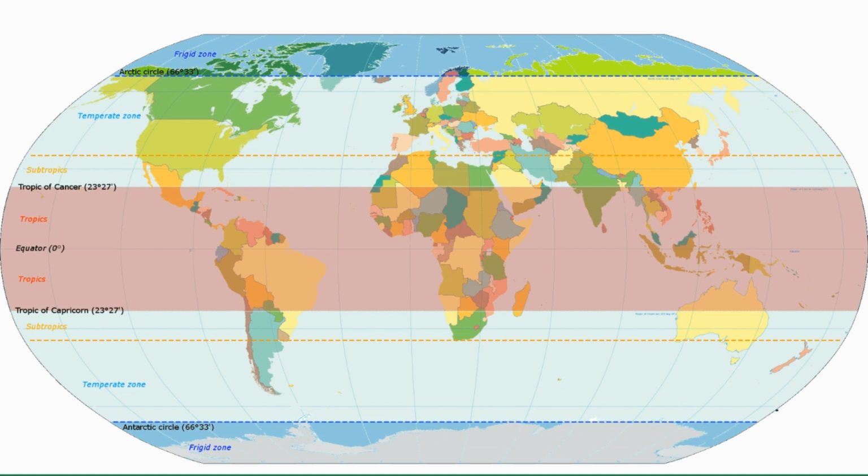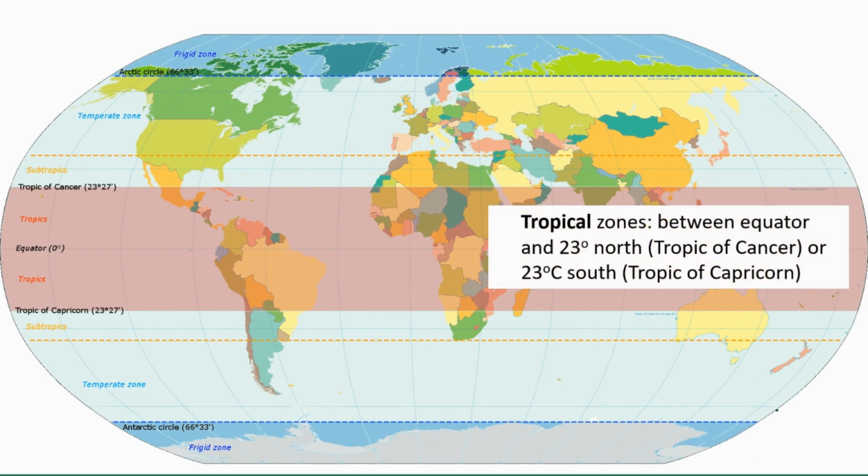And based on this temperature gradient, several different zones have been designated on Earth based on their latitude. So tropical zones are the most equatorial ones. They're located anywhere between the equator, which is defined as being 0 degrees latitude, up to 23 degrees north, which is a latitude line that we call the Tropic of Cancer, or 23 degrees south, which is a latitude line that we call the Tropic of Capricorn.